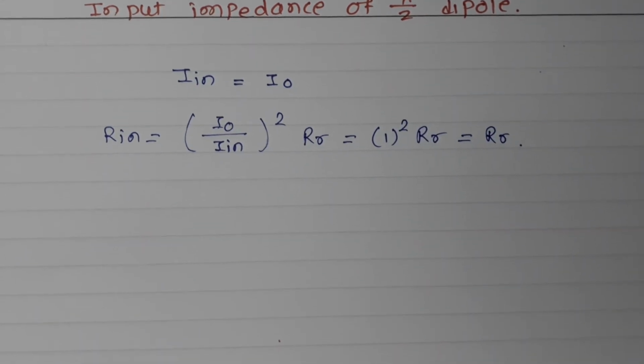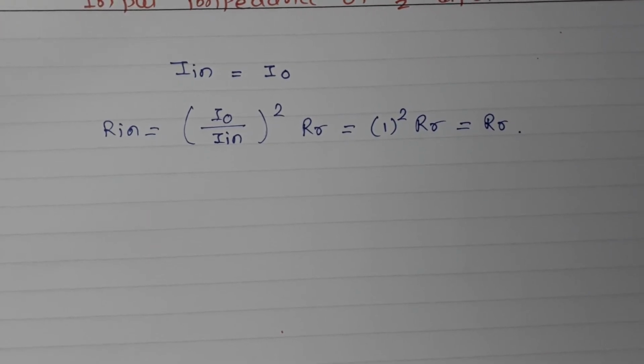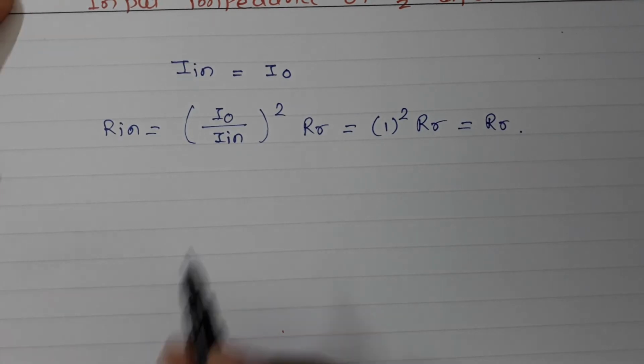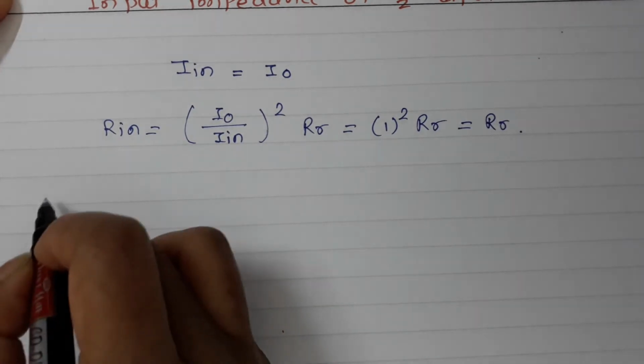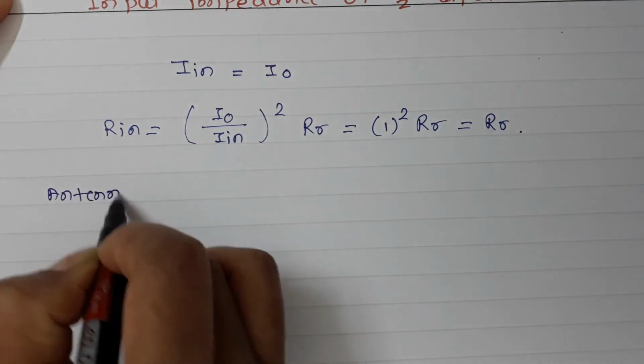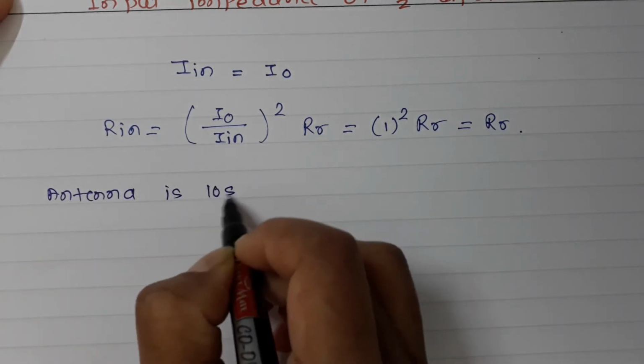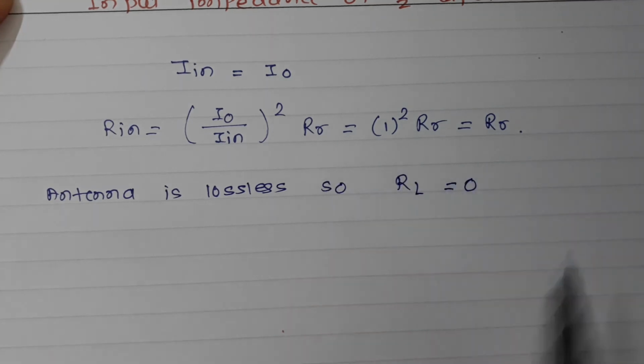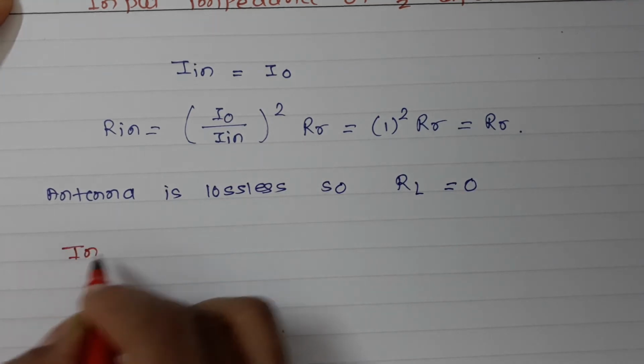So we can say that radiation resistance is equal to input resistance. It is also assumed that the antenna is lossless, so the loss resistance RL will be 0. Okay, so the input impedance of the antenna can be calculated by this.